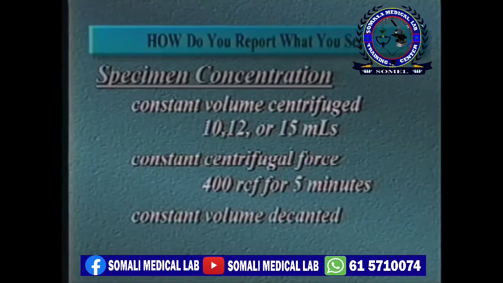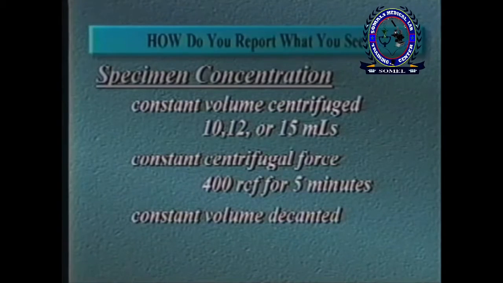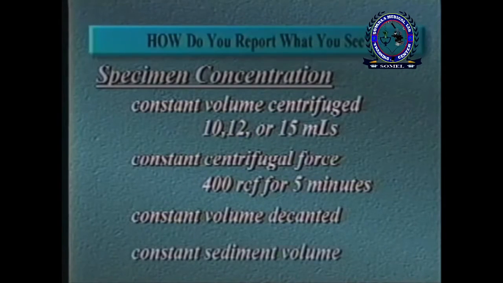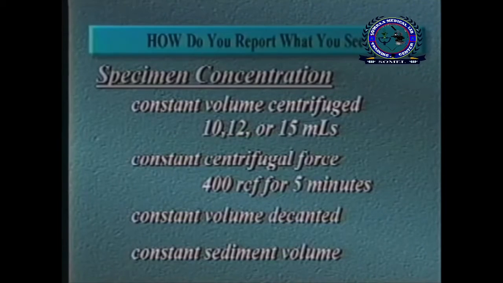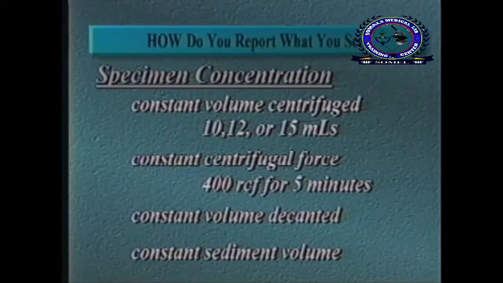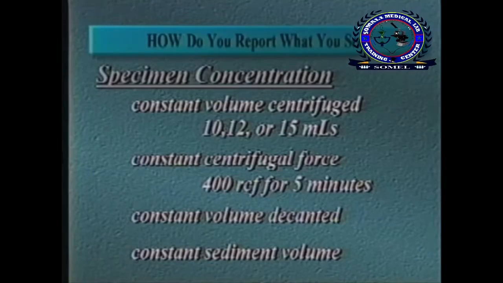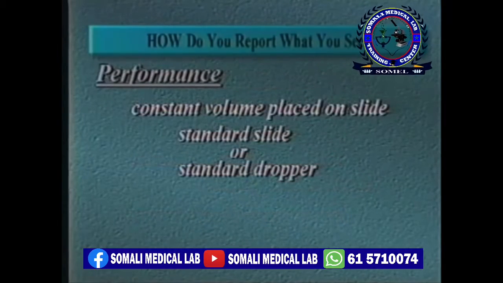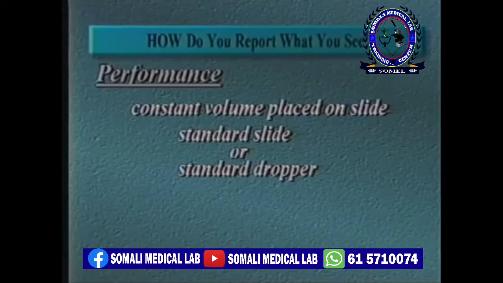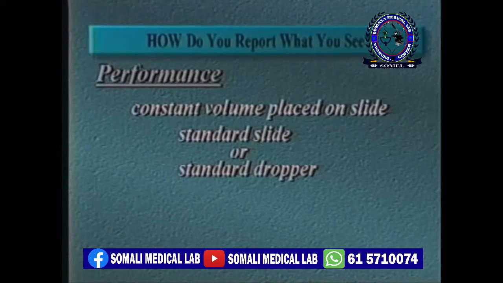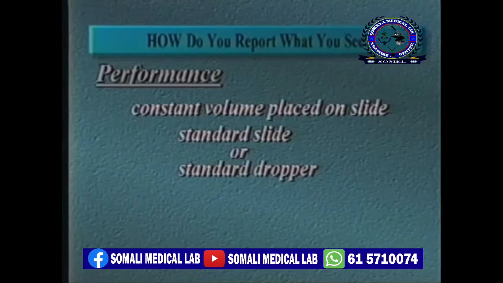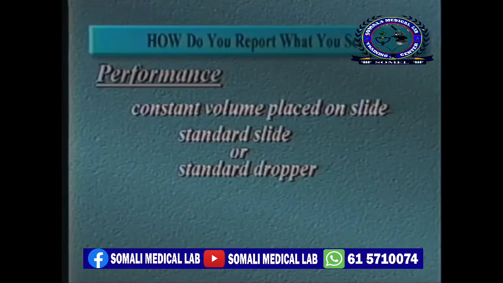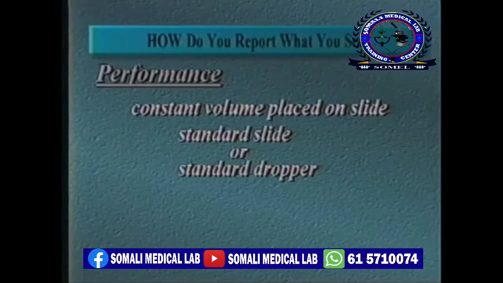Once the urine is centrifuged, a constant amount of urine must be decanted, always leaving the same volume of sediment. There are tubes commercially available that will aid in standardizing the volume. The volume placed on the slide should be a standard amount. Using a slide designed with a constant depth and area is helpful. If these are not used, then the standard dropper with a constant volume should be used.